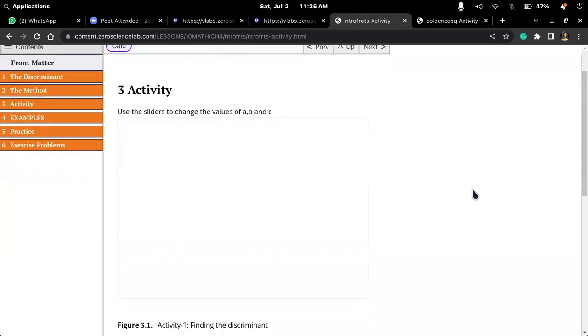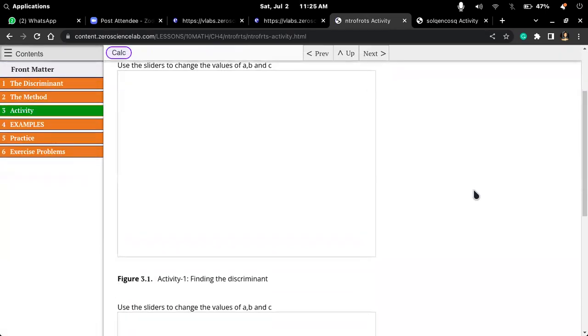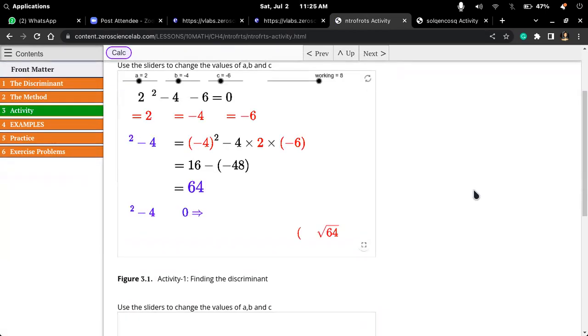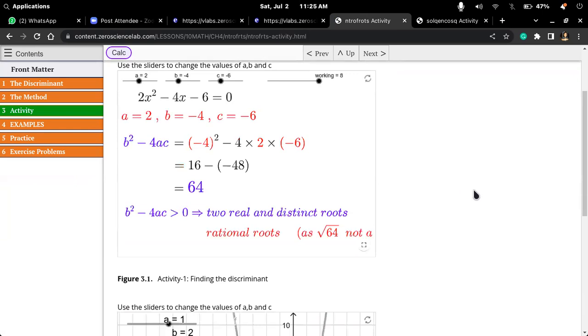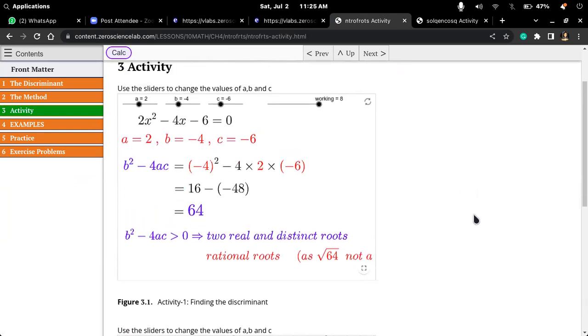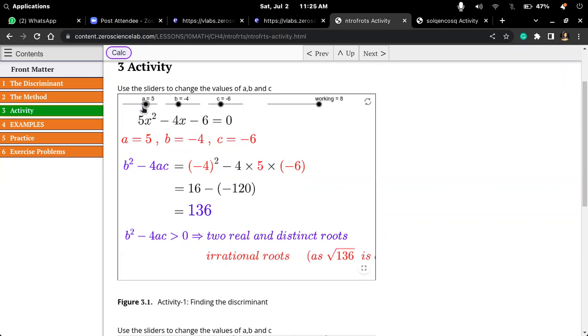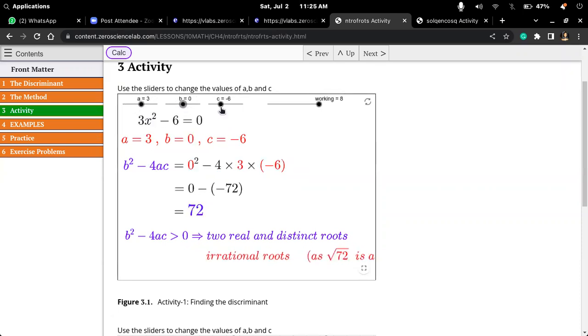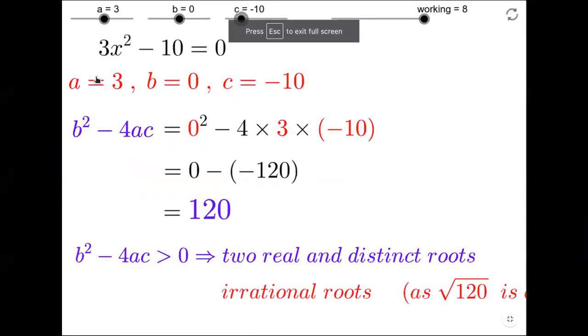And this is the activity. You can demonstrate any quadratic by changing these values, and then demonstrate the nature of roots. So the full screen is available.